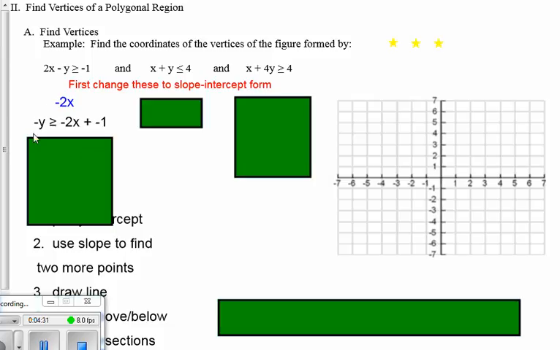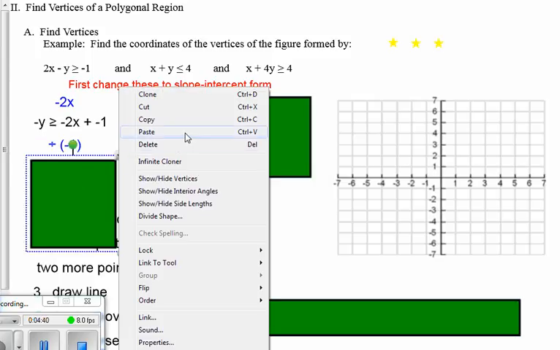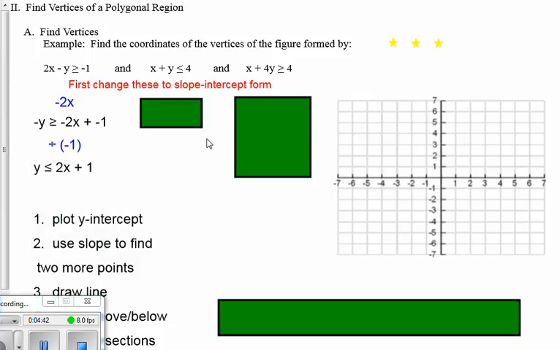Now we have a negative y out here. That's like saying negative 1 times y. So to get y all alone, we need to divide by negative 1. Now remember, dividing by negative 1 means we need to flip this inequality sign. So when we divide everything by negative 1, it becomes positive y is less than or equal to positive 2x plus 1. So that is going to be our slope-intercept form of our first inequality.